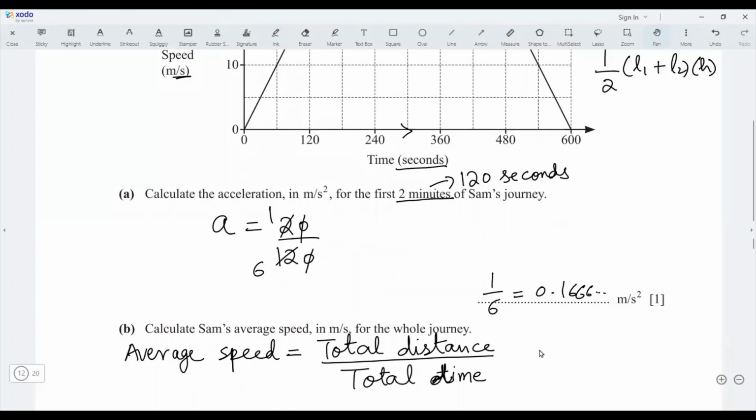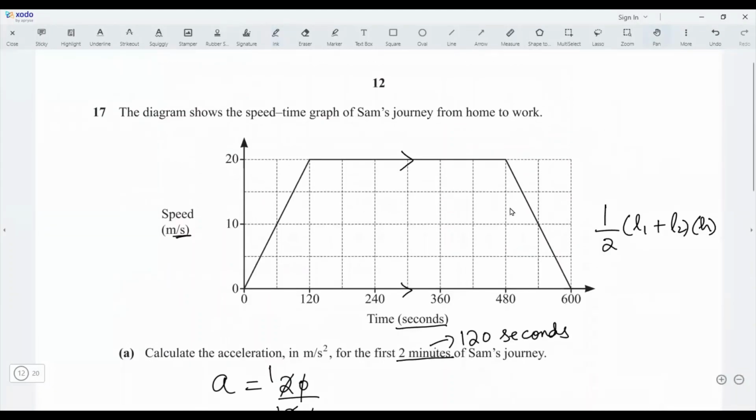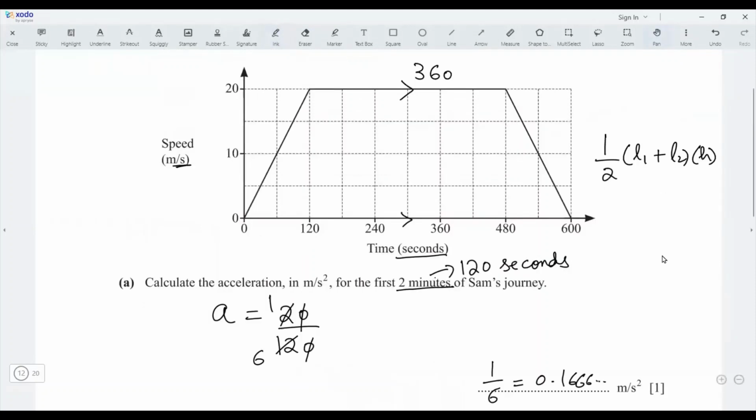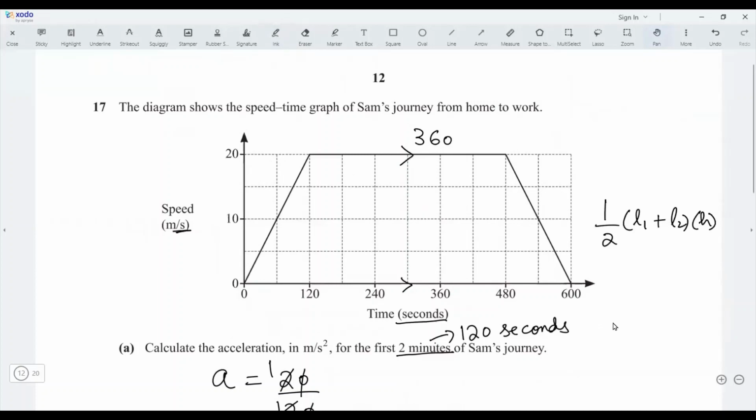So I'm applying directly here 1 by 2. One parallel length is 600, and the other one, we can see, is 480. Subtract 120 from 480, that results in 360. So the other parallel line is 360. And what's the perpendicular height? That is 20. You can see here it is 20. Maximum speed, that is 20.